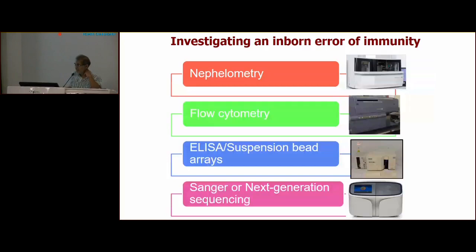So what are the other tests that we perform in these cases? One of them is nephelometry, and by nephelometry we estimate the immunoglobulins, the IgG, IgA, IgM, the different isotypes. We can also estimate IgE, and acute phase reactants like CRP. We can also do subclass estimation, IgG1, G2, G3, G4. After that, we proceed to flow cytometry, which is a very important tool in the diagnosis of these disorders. We could do a few ELISAs or suspension bead arrays. And finally, we proceed to a genetic diagnosis by Sanger or next generation sequencing.